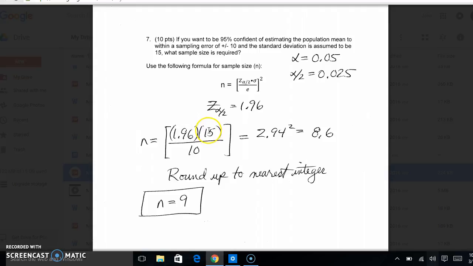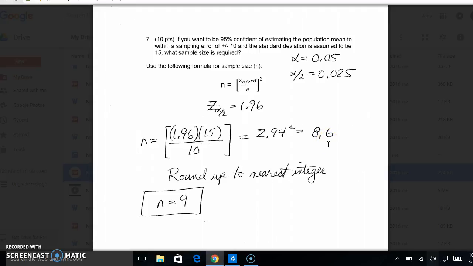And you're going to take the 1.96 and multiply it times the sigma, or the standard deviation, which is 15. And when you're done multiplying, you're going to divide by the e, which is the sampling error, and that's given to you in the problem of 10. You divide by 10. Now you have a quantity when you get done doing that calculation, and you have to remember that that quantity is now squared, so you're going to use your calculator to square it, and in this particular problem you end up with 8.6.